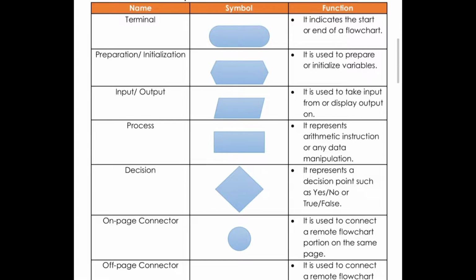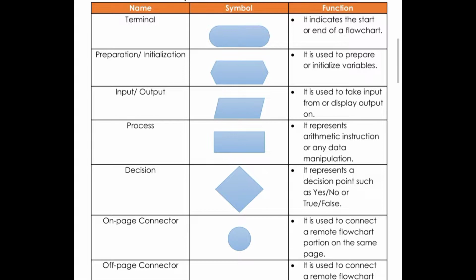Terminal. It indicates the start or end of a flowchart. Next, preparation or initialization. It is used to prepare or initialize variables. Input/output. It is used to take input from or display output on. Process. It represents arithmetic instruction or any data manipulation.